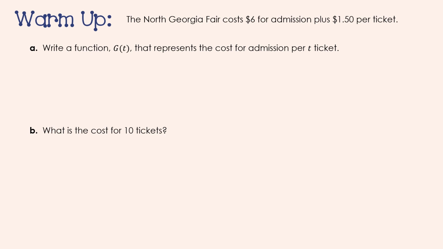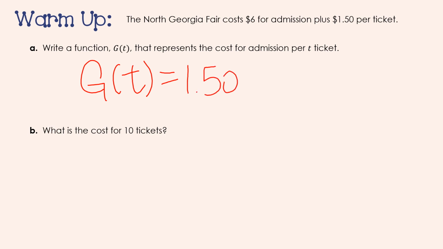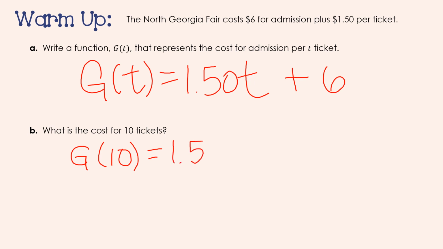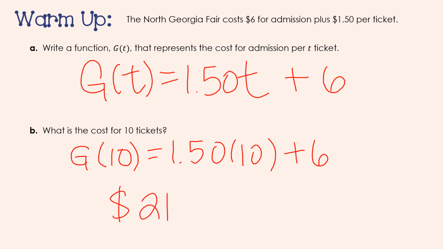So if we're writing this in slope-intercept form, that would be g of t equals 1.50t, that stands for $1.50 per ticket, plus $6, which is our admission. To find the cost of 10 tickets, the easiest thing to do is to substitute 10 in for t. So you're going to do $1.50 times 10. That means you're going to pay $15 for tickets, and then you're going to add $6. So that's going to be a total of $21 for 10 tickets.